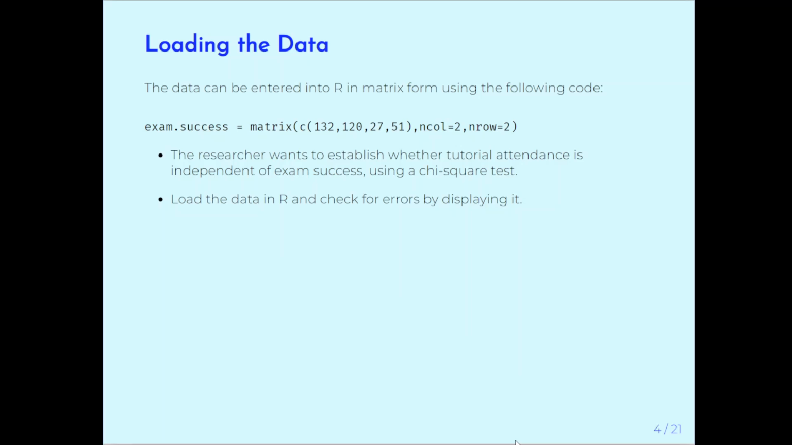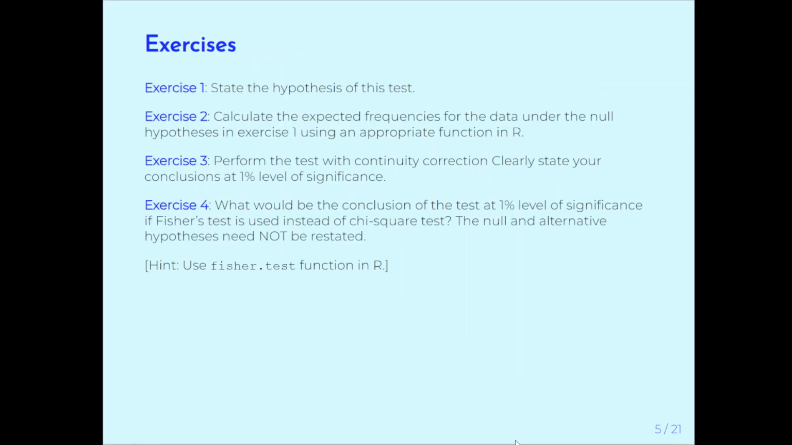We're getting into action now. So here are the questions that we're going to do. Exercise 1 is state the hypotheses of this test. Exercise 2 is calculate the expected frequencies for the data under the null hypothesis in exercise 1 using an appropriate function in R. Exercise 3: perform a chi-square test with continuity correction and clearly state your conclusions at a 1% significance level. Exercise 4, what would be the conclusion of the test at a 1% significance level if Fisher's test is used instead of the chi-square test? The null and alternative hypotheses need not be restated. Hint, use the fisher.test function in R.